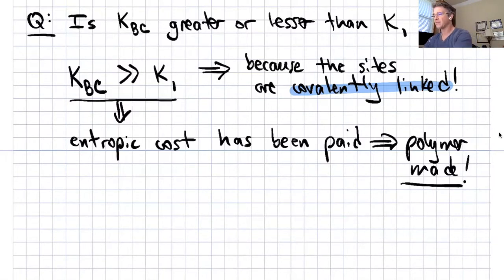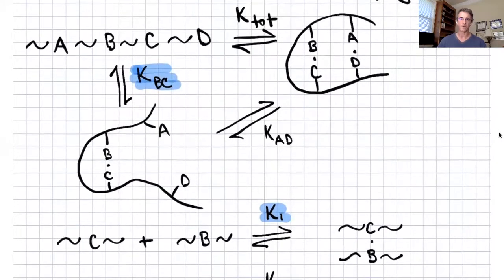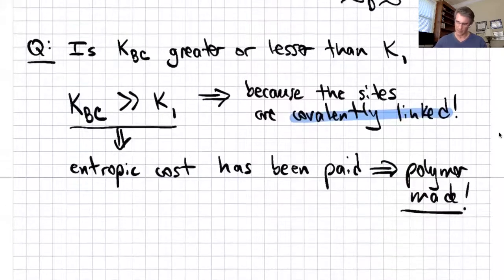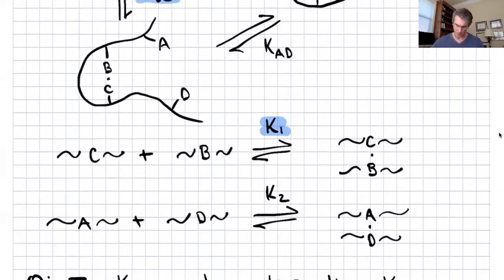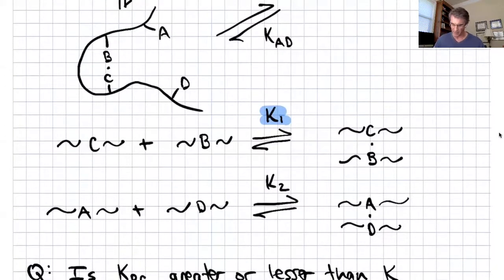Okay, now that has some significant consequences, because what that lets us do in the context of this model, between KBC and K1, or KAD and K2, is we can define something, right? So one way to think about this is the reason this interaction is so much stronger in the polymer is because the local concentration of B and C, because they're stuck together in a polymer, they can't get away from each other, their local concentration is much, much higher than you could ever get that concentration free in solution, right?